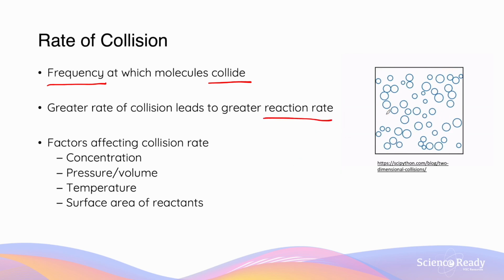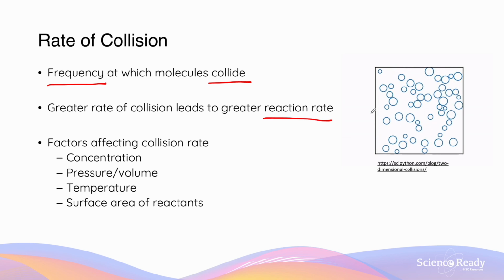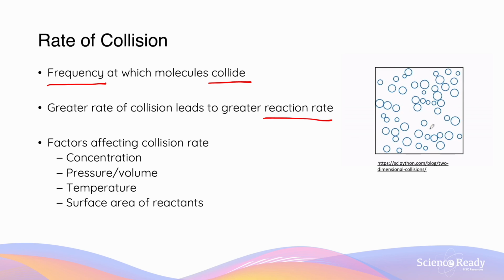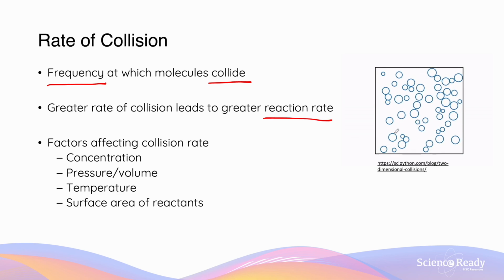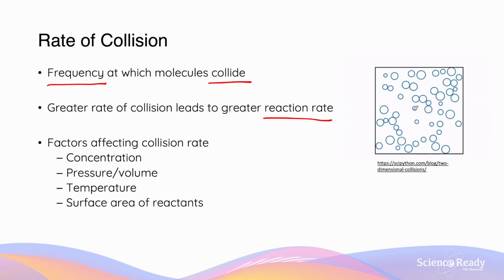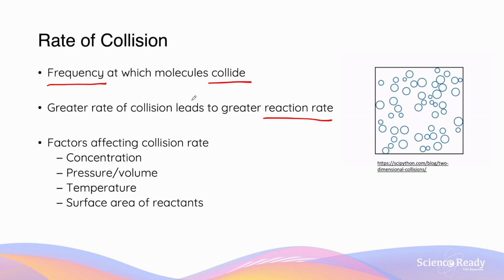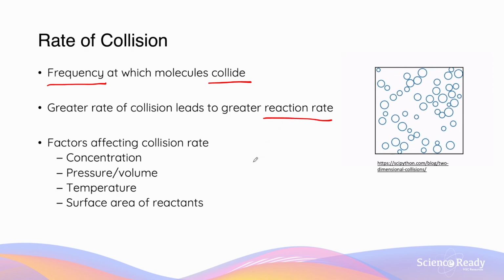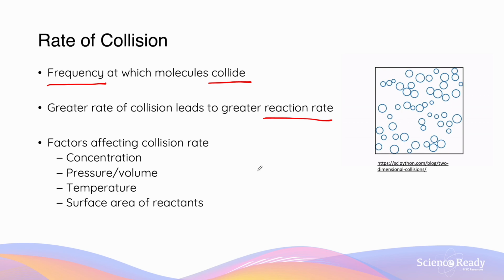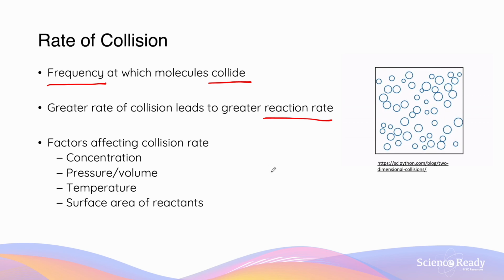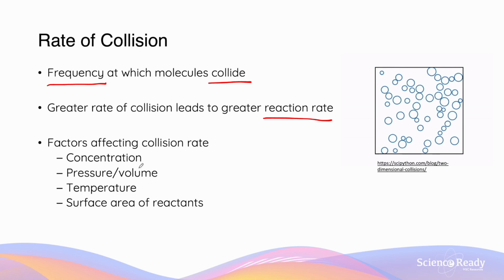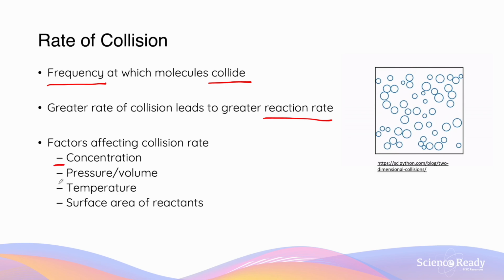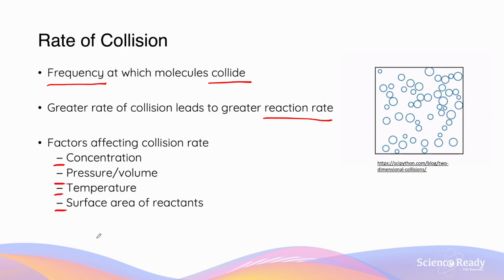Let's look at this animation on the right-hand side. What we see is that there are many different molecules of varying sizes and speeds that collide into one another. The rate of collision, thus, is how often these collisions are occurring between the molecules. And so in general, as I said earlier, a greater rate of collision leads to a greater reaction rate. While rate of collision is a factor that affects the rate of reaction, the rate of collision itself is also affected by multiple factors. They include concentration, pressure, temperature, and surface area.